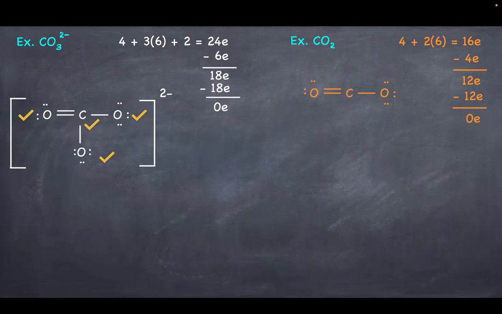And then carbon now has 6, still needs another 2. So we take another one out from the other oxygen, make another double bond. And now when we do the check, we see everything is good. This oxygen is good. Carbon is good, happy with 8. And the oxygen on the right is good as well.